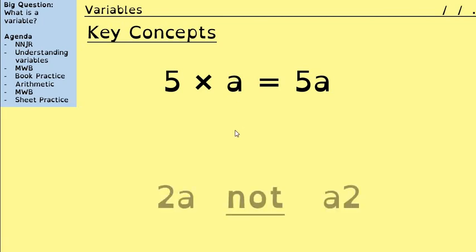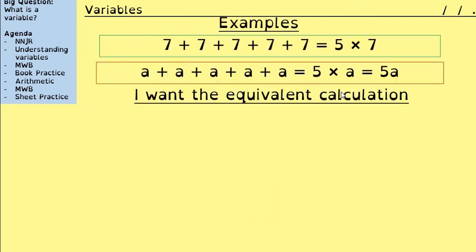Now, before we go on, we would always have to make sure the number goes first, okay? So for this one down here, we would write 2A and not A2, and this is a really common thing to do, okay? So if I was trying to write 2 times A, I would write 2A, not A2. Okay, in this one, I wrote 5 times A, so 5A, not A5.